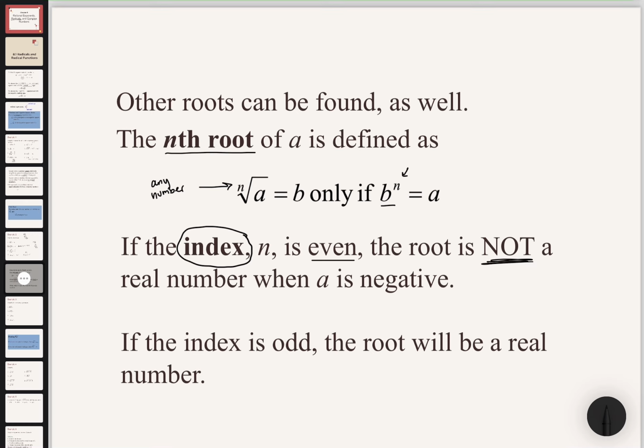So if you're taking the square root, if you're finding the 4th root, the 6th root, if your radicand is negative, you're not going to have a real number there. But if the index, if that n value is odd, so finding the 7th root of something, finding the cube root of something, finding the 9th root, then that root will be a real number, right? Because if I multiply a negative an odd amount of times, my answer is negative. If I multiply a negative an even amount of times, it's always going to be positive.